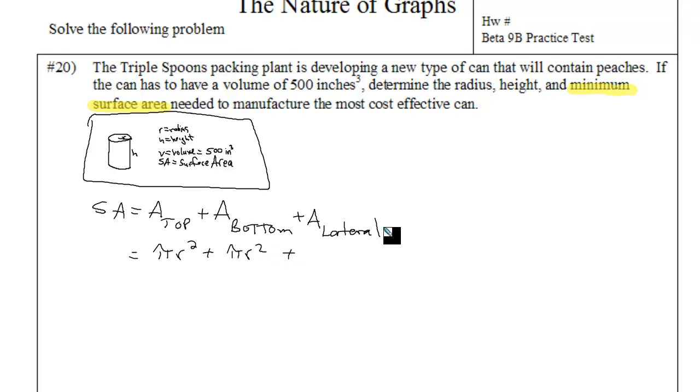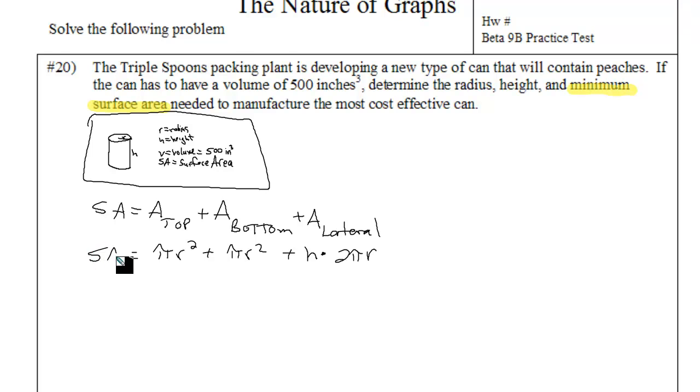The lateral, it looks like I have a strange shape here, but it's really a rectangle. It has two dimensions. It has a height, and the width would be the circumference of the circle. If you've ever taken a soup label, sliced it down the middle, and then spread it out, it's a rectangle. You wrap it around here and it looks like some kind of a weird shape. But this part up here, once again, that's the width or length of that rectangle. That's the circumference of the circle. Circumference is 2 pi r.